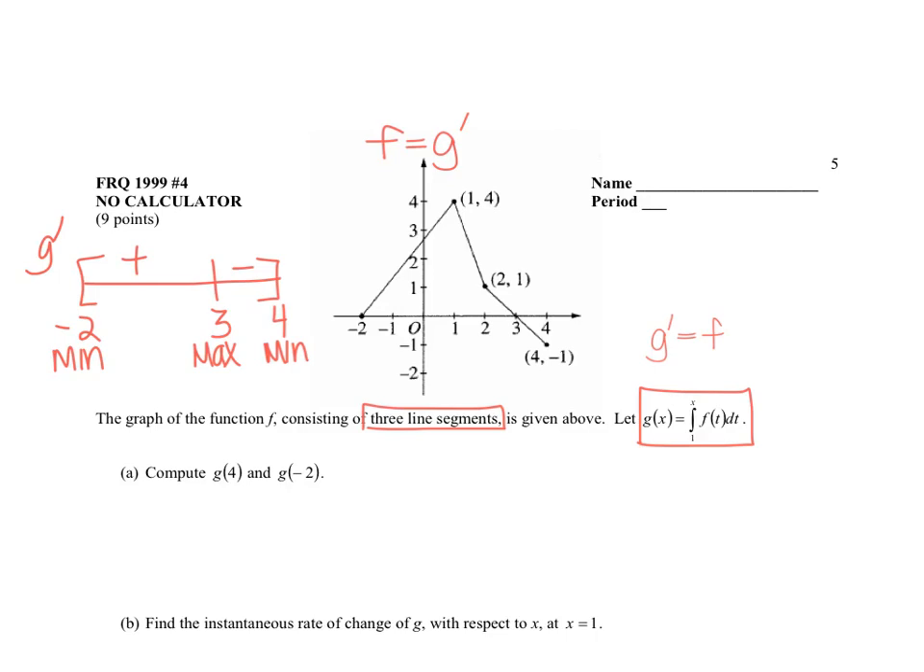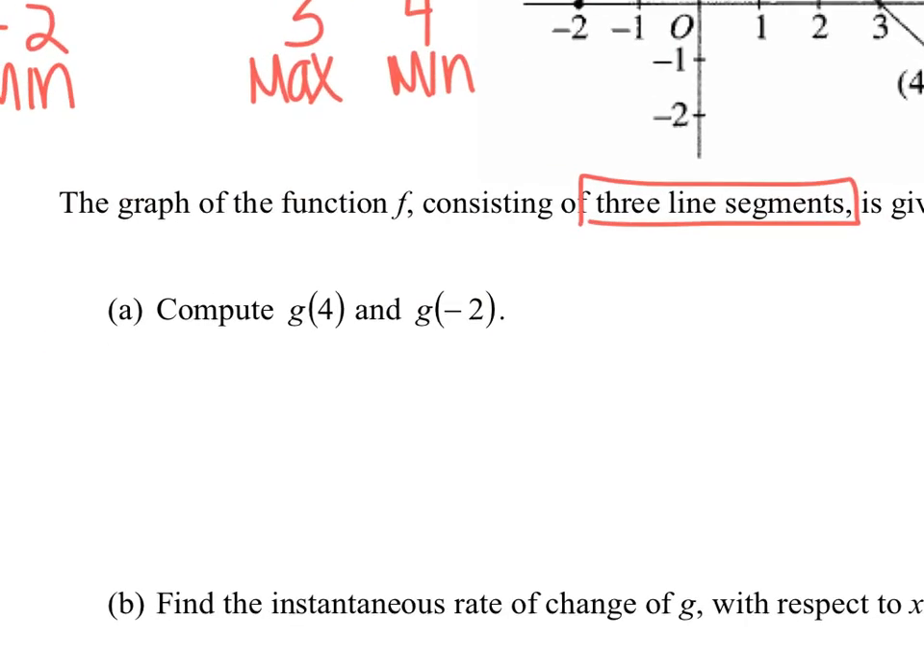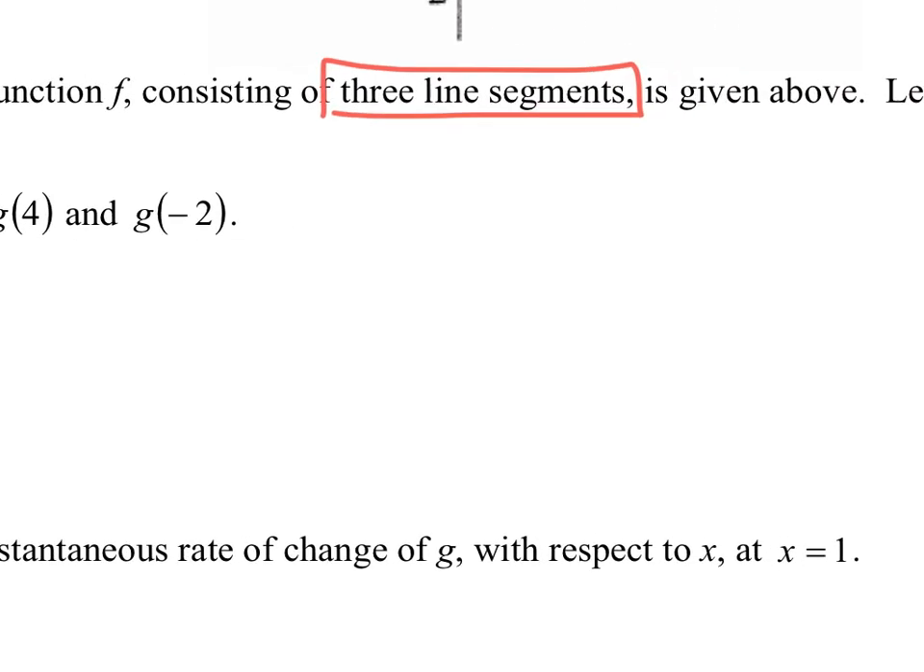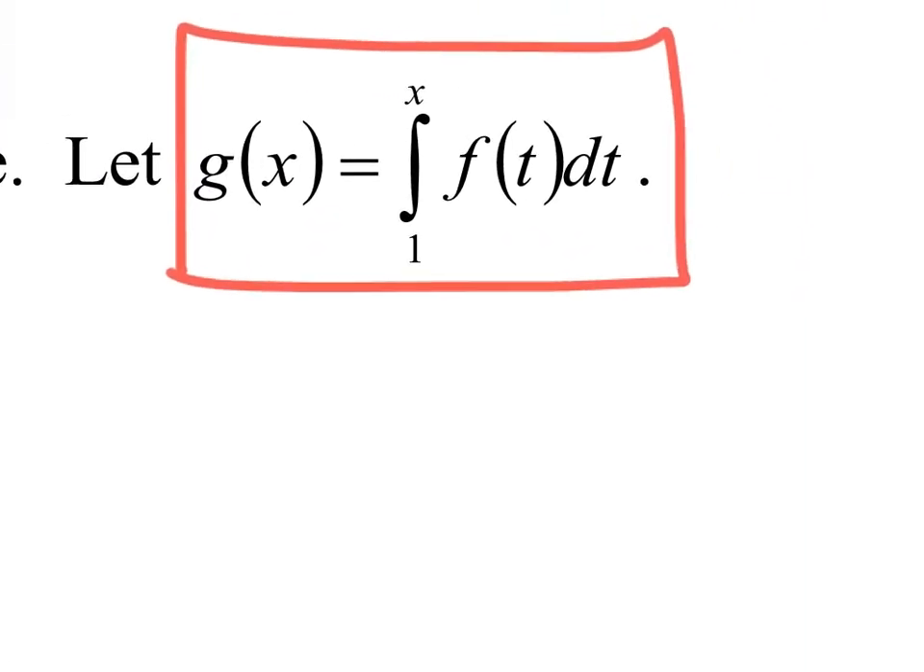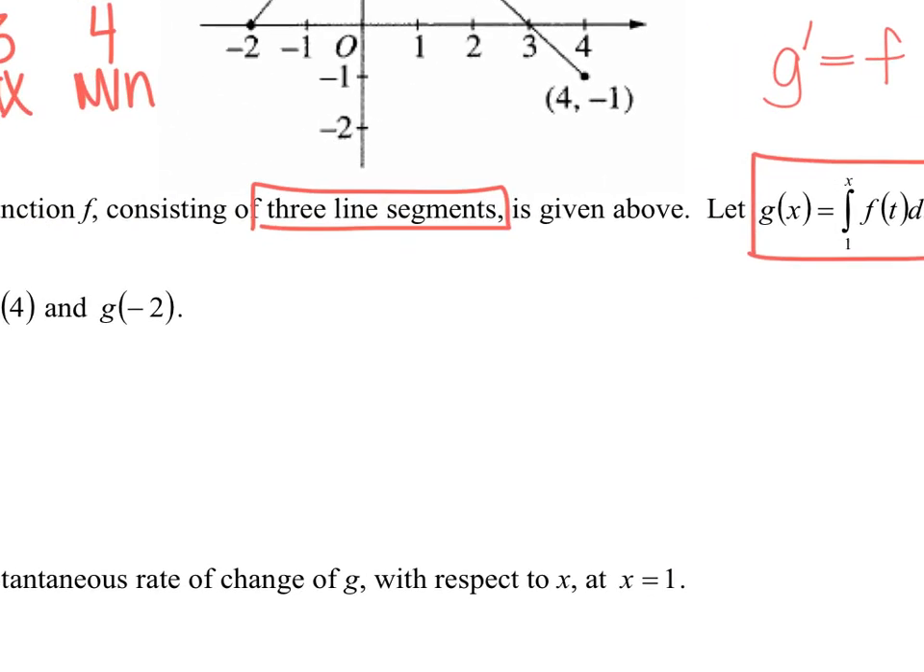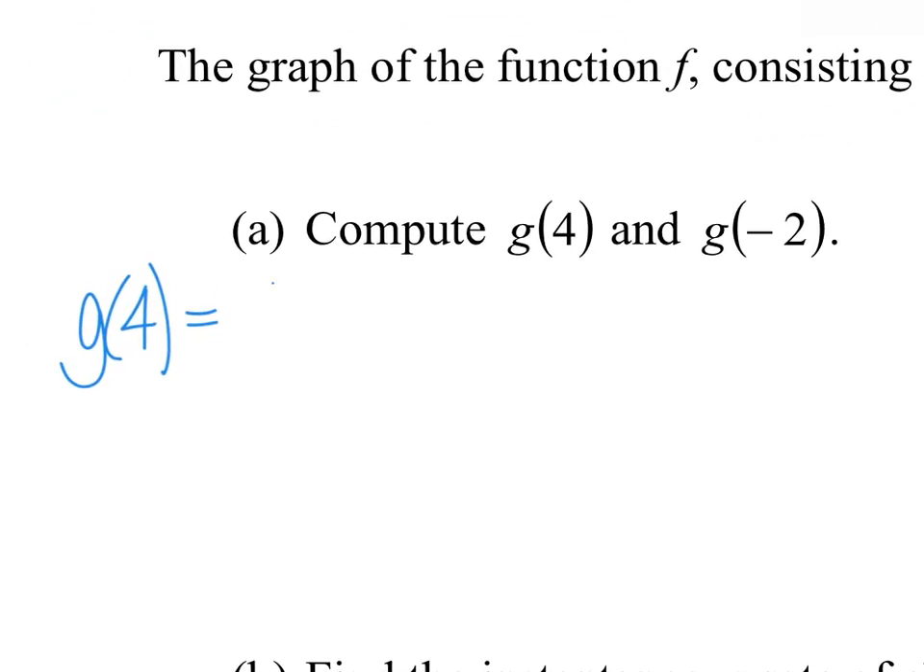Letter A, compute g of 4 and g of -2. Now, I get people that get stressed out about the word compute. Just means to find, right? Get the answer. So, compute g of 4. G of x equals this integral. So g of 4 equals the integral, I think it's from 1 to 4, of f of t dt. We need to evaluate that integral.